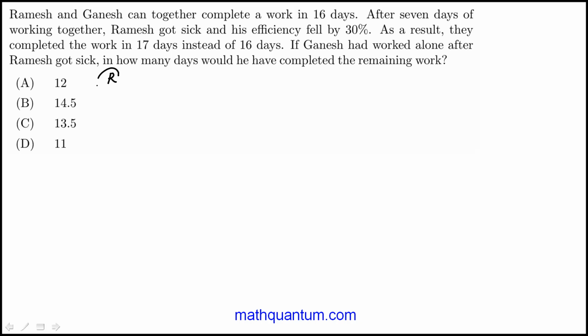So here I'll call R the number of days that Ramesh takes to complete this work, and G the number of days that Ganesh takes. So the first setup is that their individual rates, which are the reciprocals of the time it takes them, add up to 1/16th, which is their combined rate. Now the second setup comes from here, that they've first worked for 7 days.